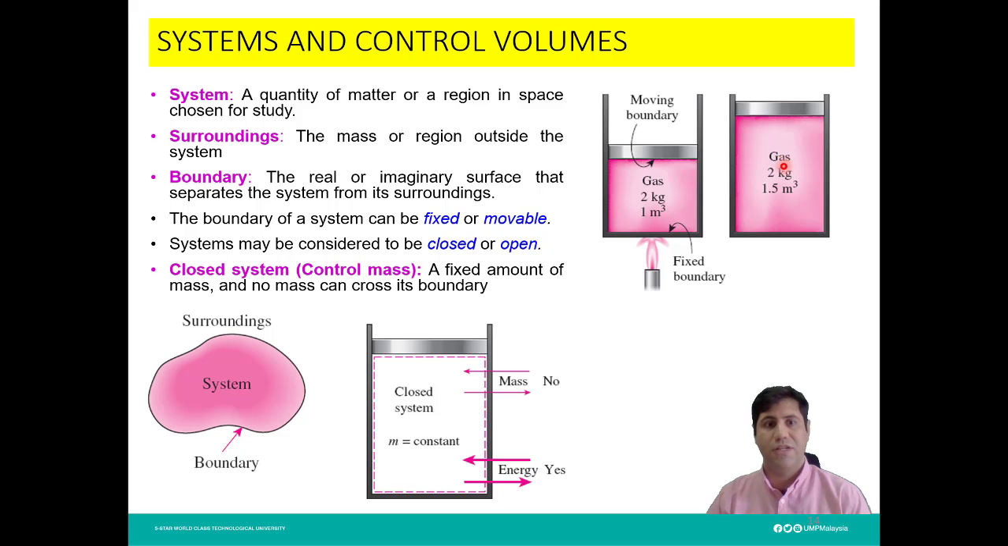How much is its energy? How much is its mass, pressure, volume? Later we will see what the important properties for a system are in thermodynamic science. And what is surrounding? Anything outside of this system we call surrounding. So the mass or region outside the system is called surrounding.